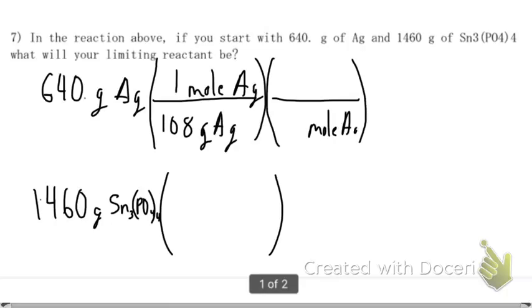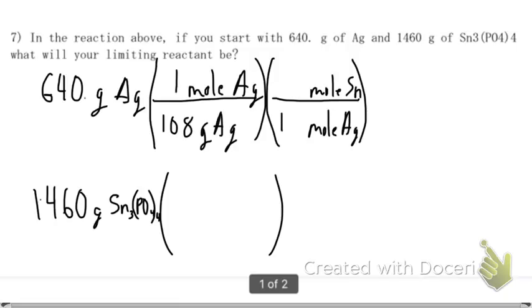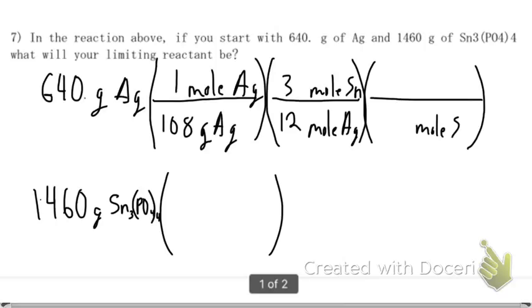Then we'll go moles of silver on the bottom, moles of tin on top. From our balanced chemical equation, it looks like we have 12 moles of silver for every 3 moles of tin. So 12 moles of silver for every 3 moles of tin. One final step. We'll have moles of tin on the bottom, grams of tin on top. For every 1 mole, tin weighs 118 grams. 119 grams. You'll calculate an answer.